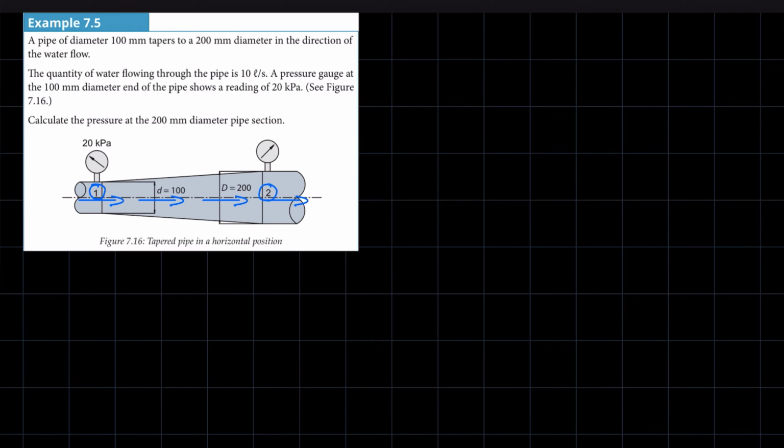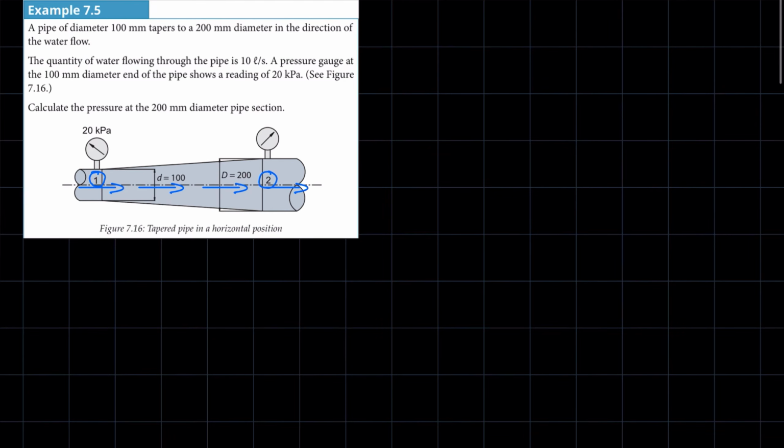So you have point 1, right? If you look at section 1 of the pipe, it is smaller than section 2 of the pipe. Section 1 is 100 millimeters in diameter and section 2 is 200 millimeters in diameter. Meaning what as far as velocity? Now, is the velocity greater at 1 or is it greater at 2? The velocity of flow in a pipe is always greater in the smaller section of the pipe.